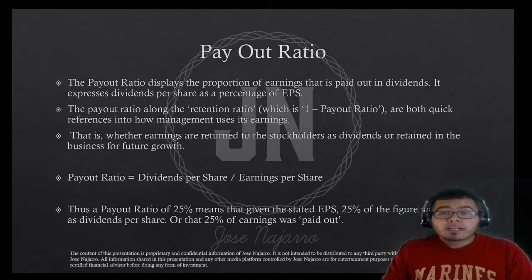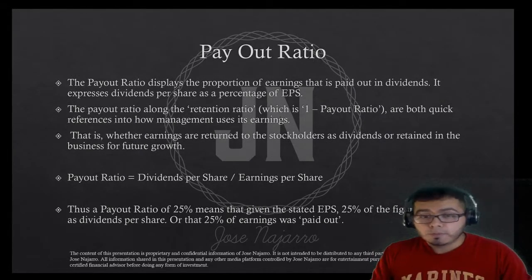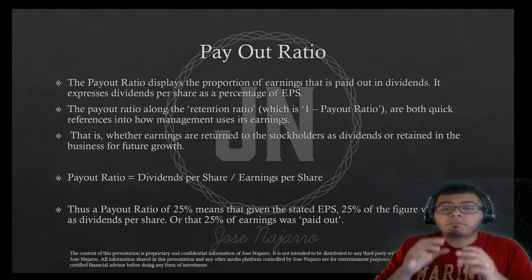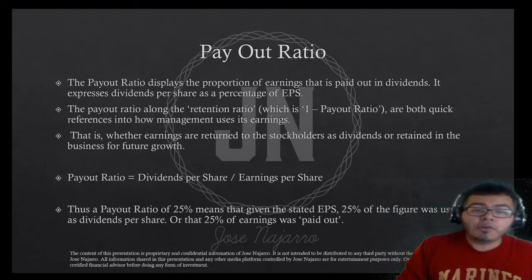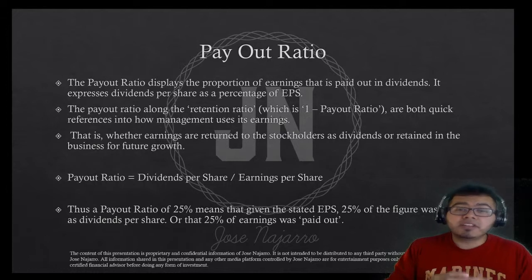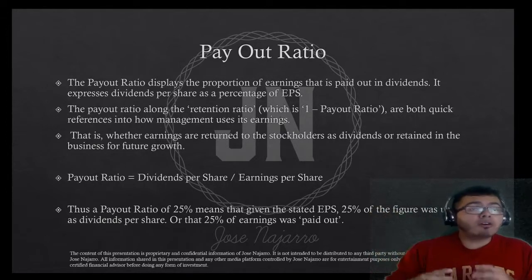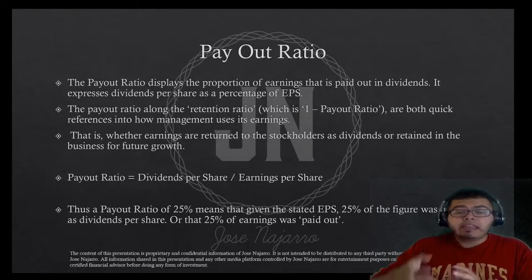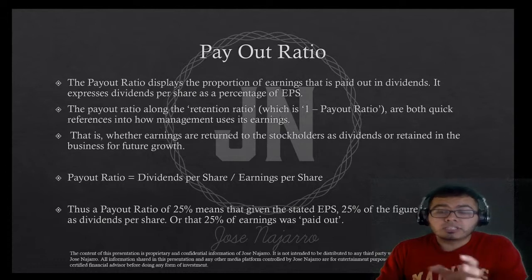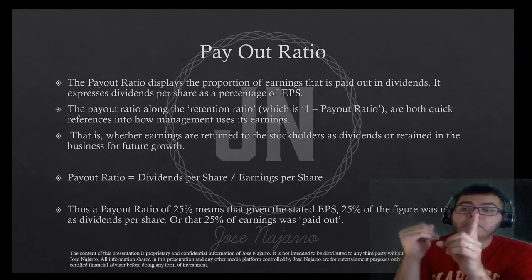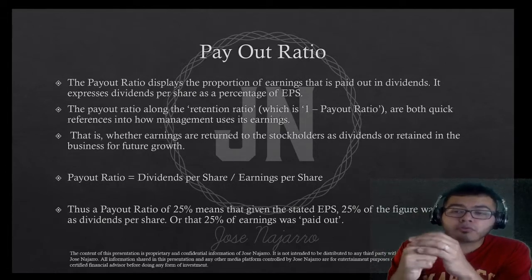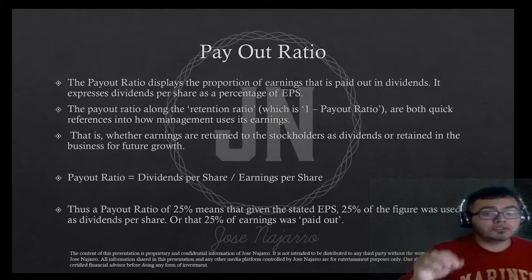The next ratio we're going to take a look at is the payout ratio. The payout ratio displays the proportion of earnings that is paid out in dividends. It expresses dividends per share as a percentage of earnings per share. You can also use the retention ratio, which is 1 minus the payout ratio. They're both a quick reference on how management is using earnings.